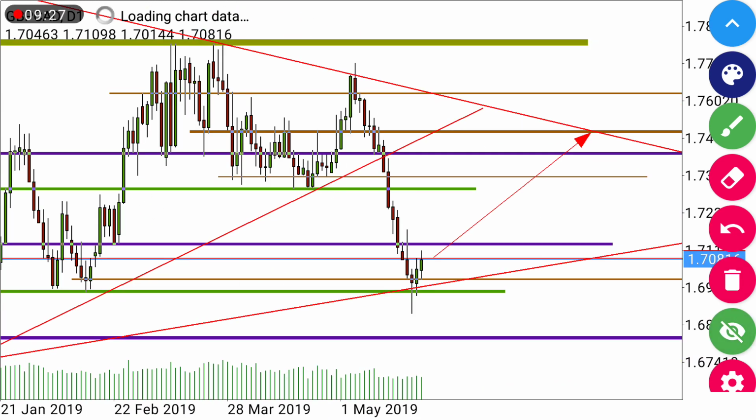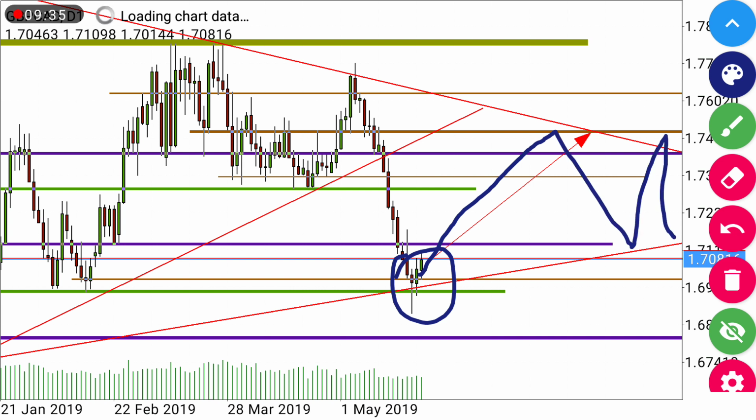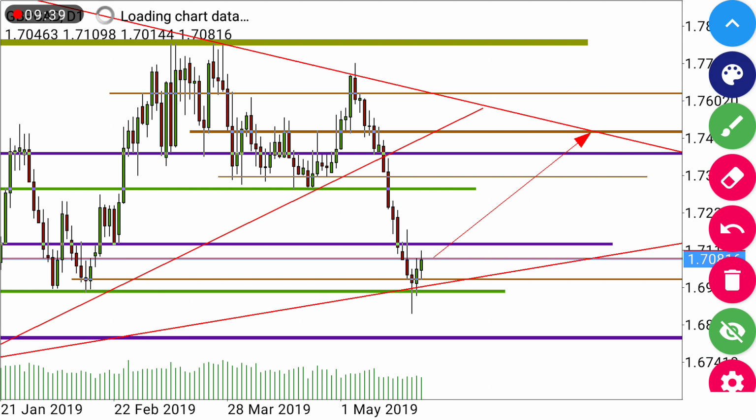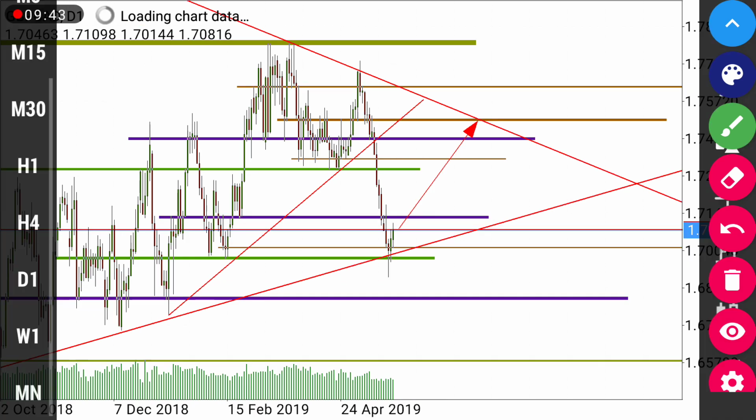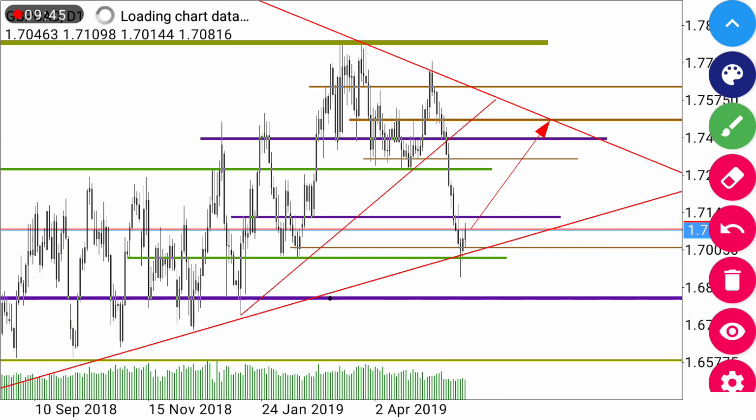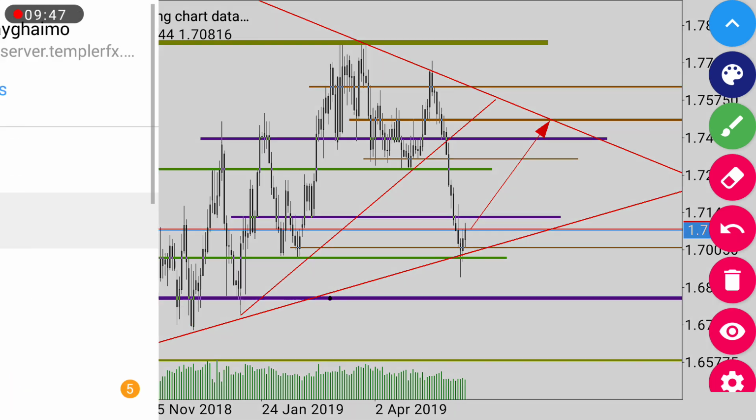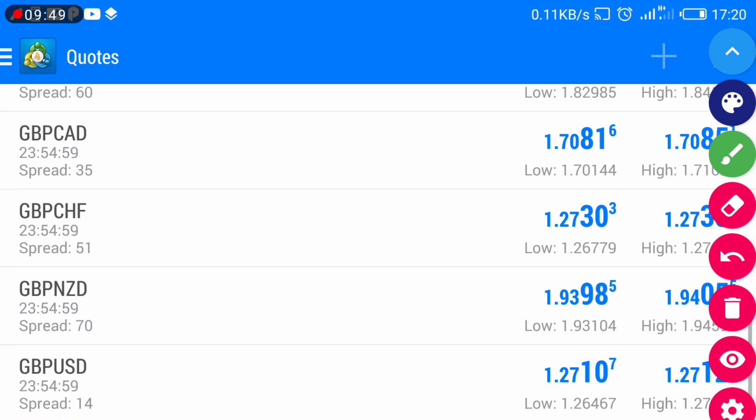So what are we expecting? The signal has been given from daily since last week, so we are expecting the price to come back, consolidating while still playing around with this rectangle, with this triangle. So we'll be focusing on the bullish for the coming week. Another pair which you're going to be looking at is GBP CHF.